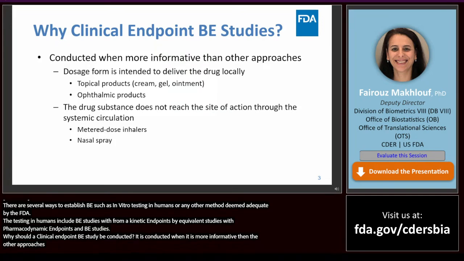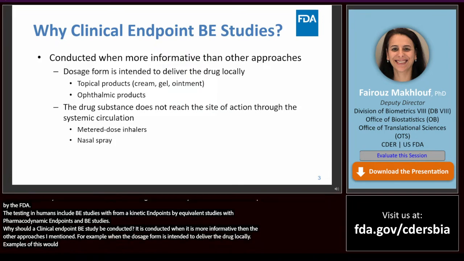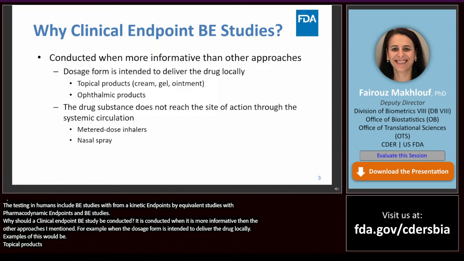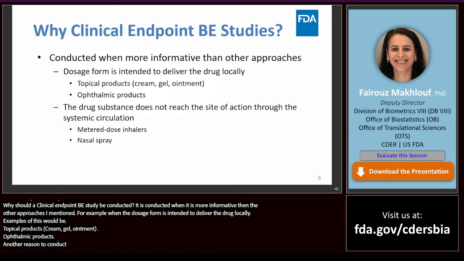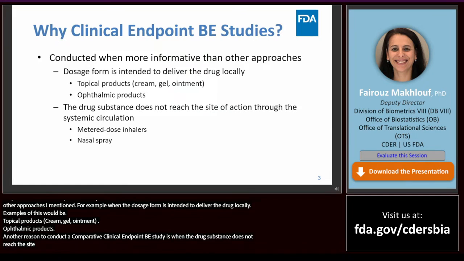For example, when the dosage form is intended to deliver the drug locally. Examples of that are topicals such as cream, gel, or ointment, and another example is ophthalmic products. Another reason to conduct a comparative clinical endpoint bioequivalence study is when the substance does not reach the site of action through the systemic circulation. Some examples are metered-dose inhalers and nasal sprays.